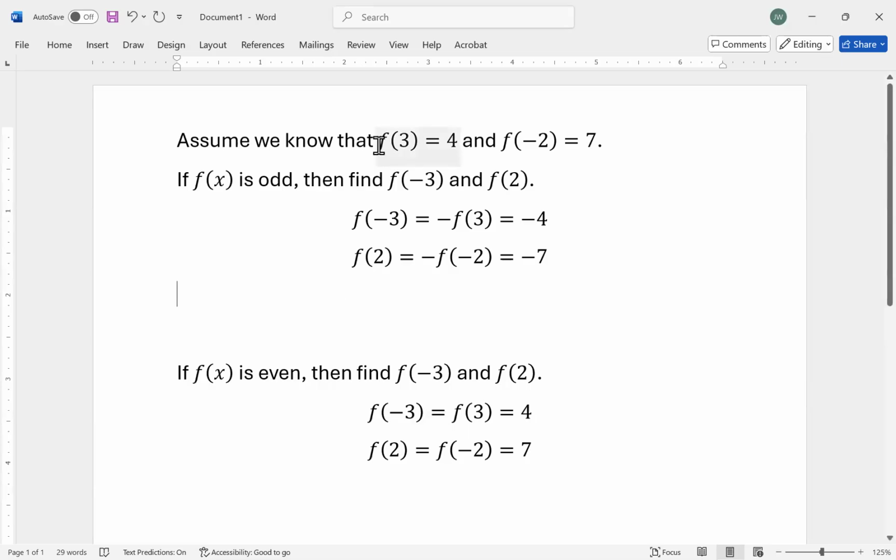So for instance, (3, 4): you'd have to have this for odd, but you'd also have to have this for even. So you're saying f of -3 is both -4 and +4, and that would violate this thing being a function, right? So it can't be both even and odd. A function can be odd, or it could be even, or it could be neither, but it can't be both.